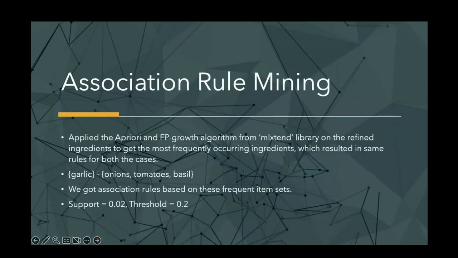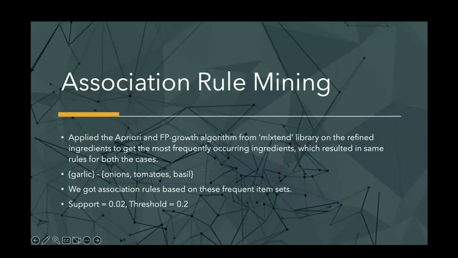Now we have all the ingredients and their classes. So we proceeded with using the association rule mining technique. We applied both the Apriori and FP-growth algorithms from the MLxtend library. What it does is it takes an ingredient and gets the rules for that ingredient. For example, if garlic is an ingredient, it gets the rules for what it frequently occurs with in the data, like garlic and onion, garlic and tomatoes, garlic and basil, or garlic, onions, and tomatoes altogether occurring frequently.